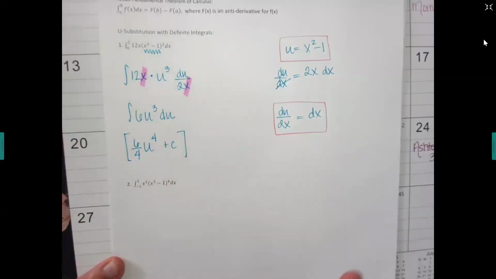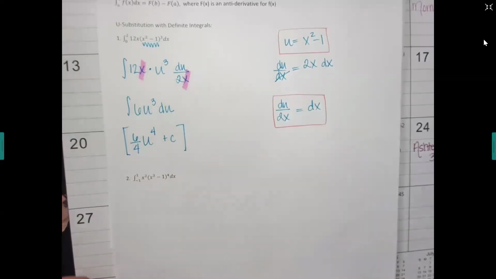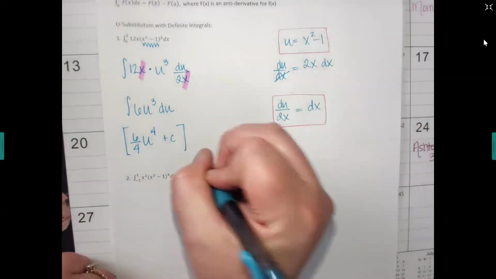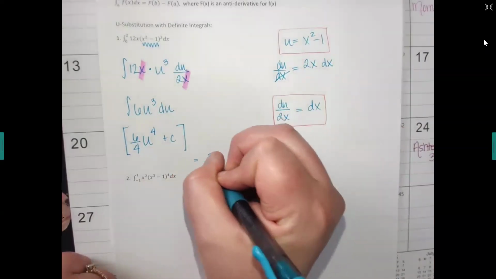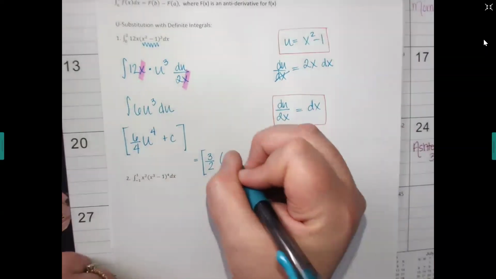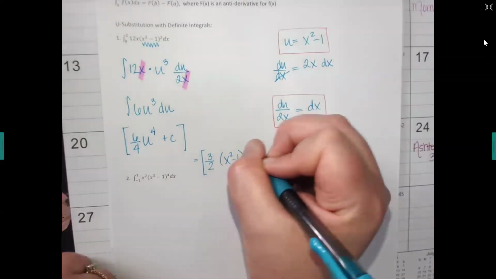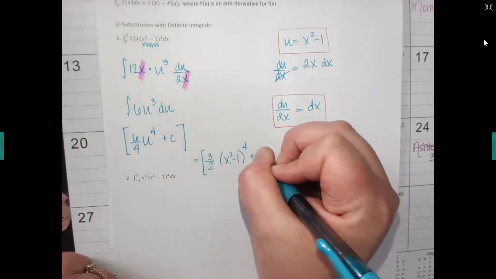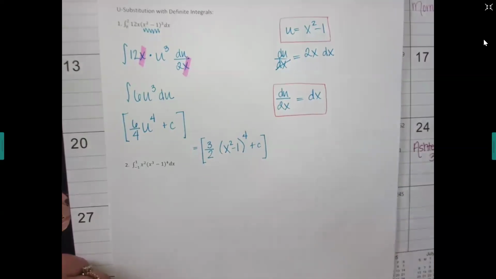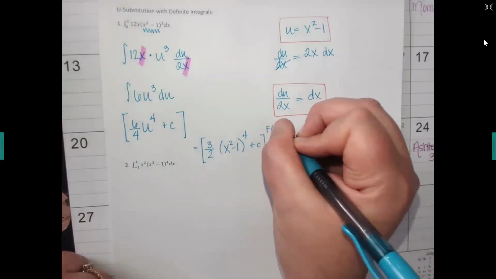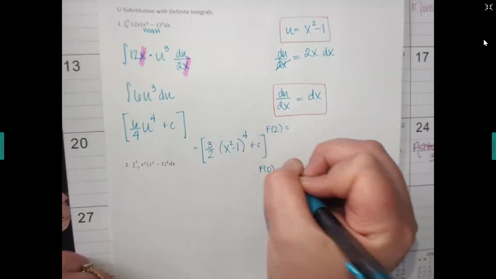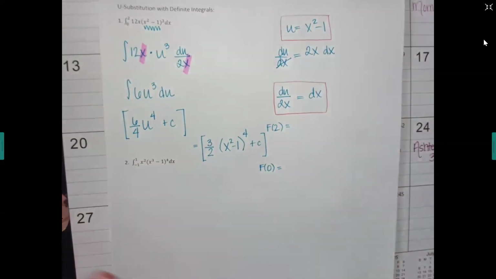So that's exactly what we're going to do here, but before that we need to switch back to x's. So this is really going to be, let's reduce that 6/4 to a 3/2. My u is x squared minus 1 to the 4th power plus c. And then from there, I'm going to find capital F of 2, capital F of 0, and then subtract.